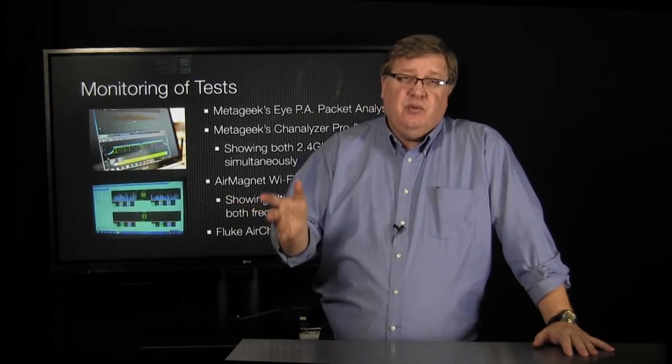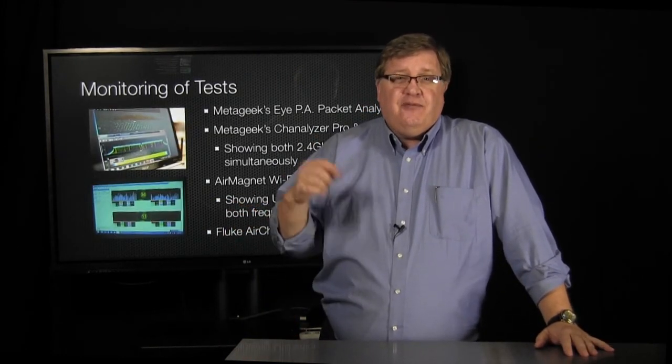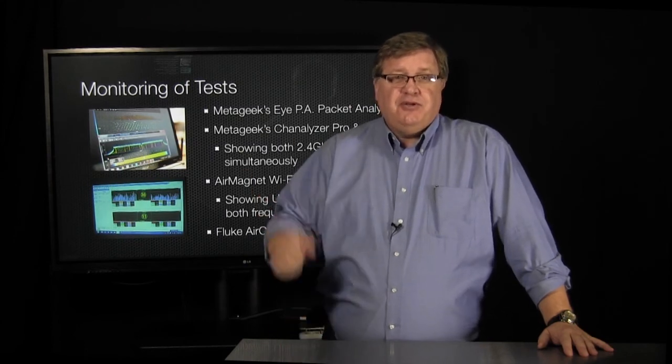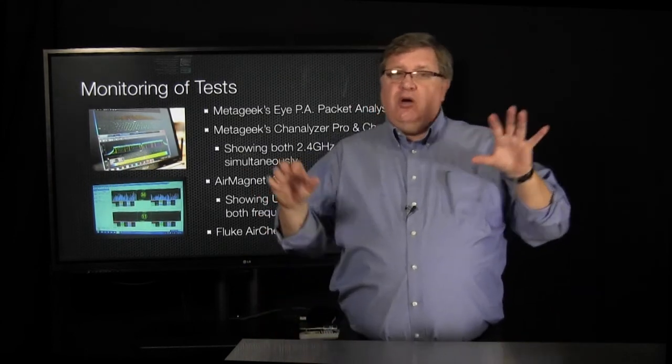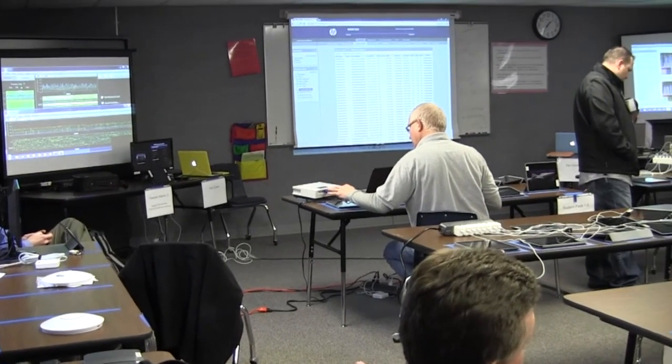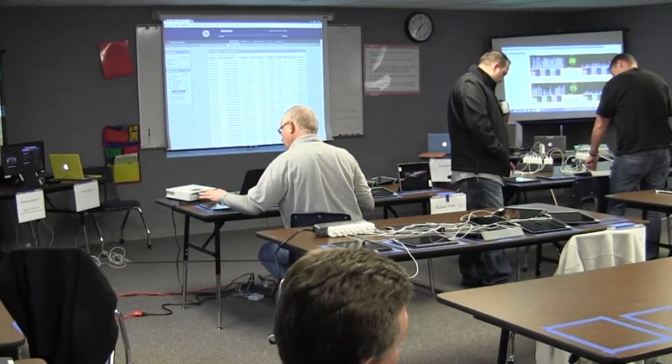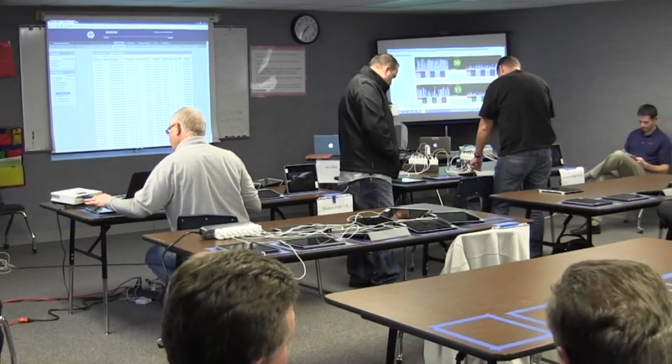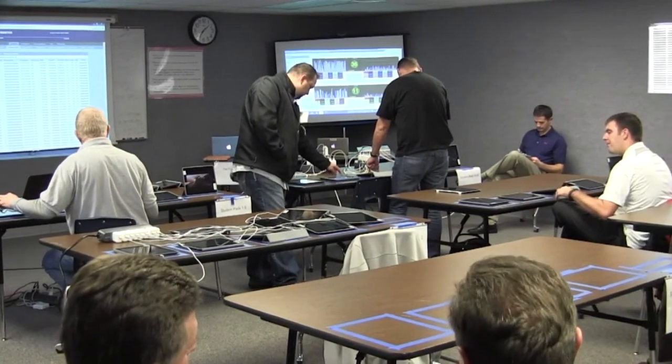To monitor the test, we used MetaGeek's IPA for packet analysis, Channelizer Pro for spectrum analysis, AirMagnet Analyzer Pro for utilization and throughput, and the Fluke AirCheck for spot checking. These were shown on screens, so anyone in the room who was watching could watch them as it was going on. And on the center screen, we showed the current device that was being tested, its management interface.